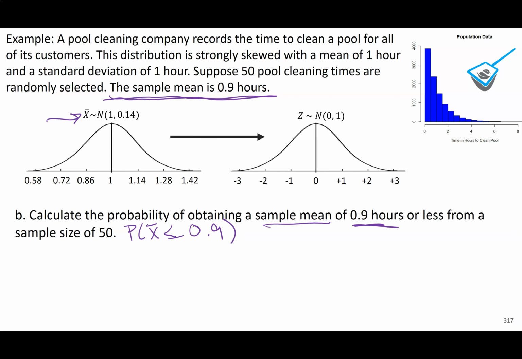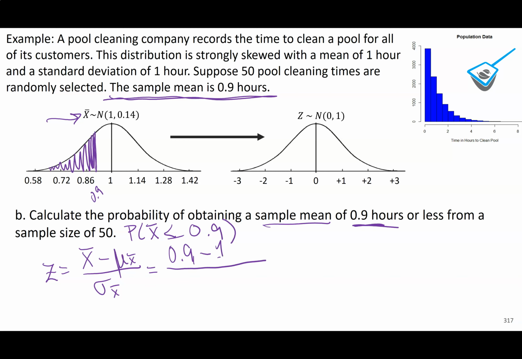So 0.9 is somewhere right here, and we want the probability that's less than. So I'm looking for that area. But since I don't have a normal table for a normal distribution with mean 1 and standard deviation 0.14, I'm going to translate this. I'm going to calculate a z-score so I can use a z-table to help me find the probability. So my z is going to be x bar minus mu of x bar over sigma of x bar. So it's going to be 0.9, what I observed in the sample, minus 1, the mean, over 0.14.